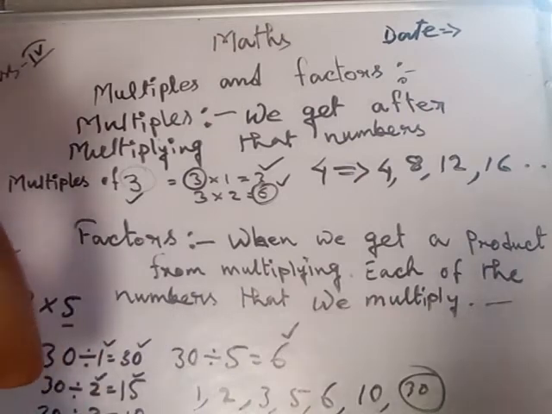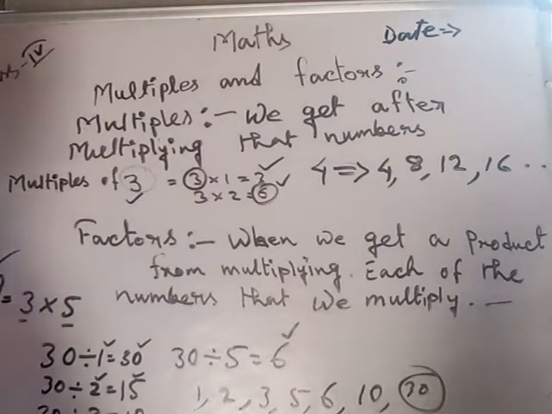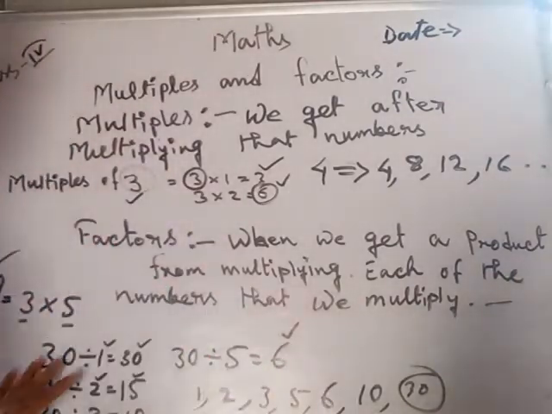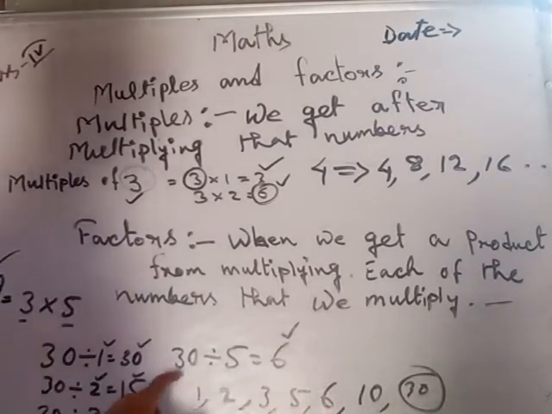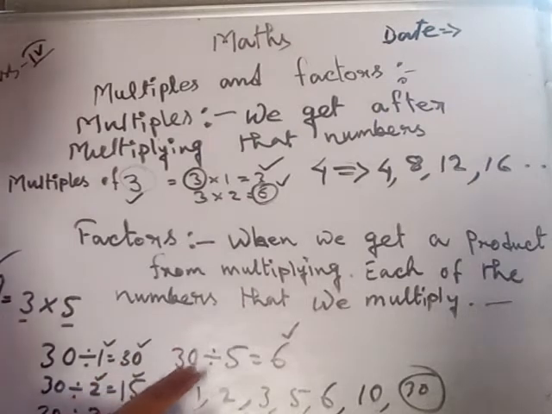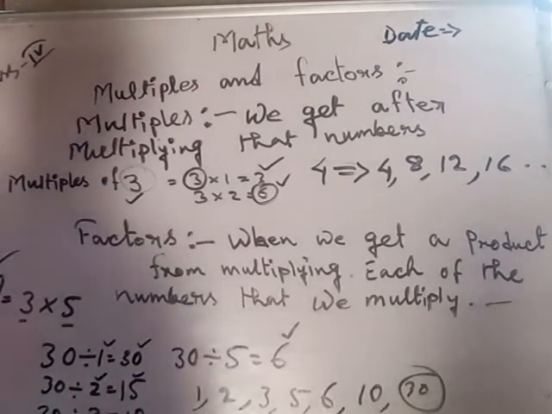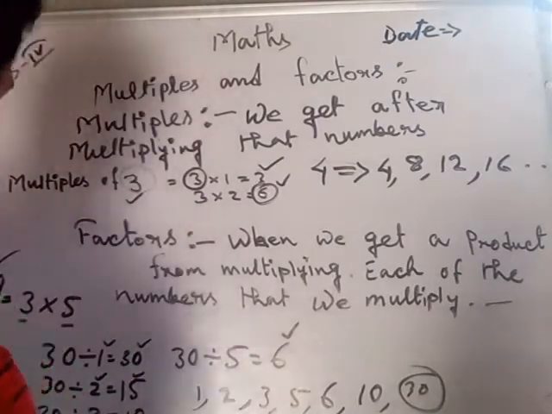Okay, so that means if any number is divisible by this number or that number, that is called the factors. Okay, do you understand? If any number is divisible by these numbers, these are the factors of 30 or of that number. That means we should find out which number is divisible by which number, and that is called the factors.